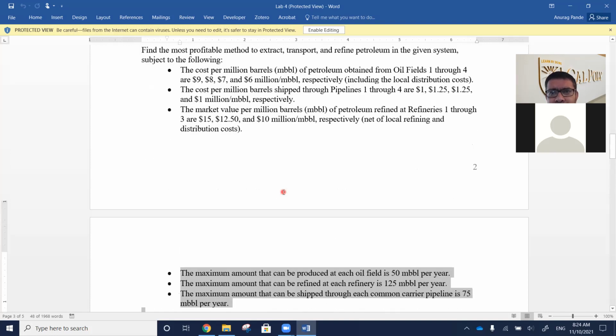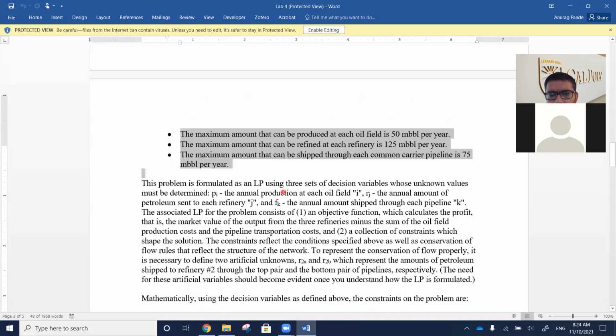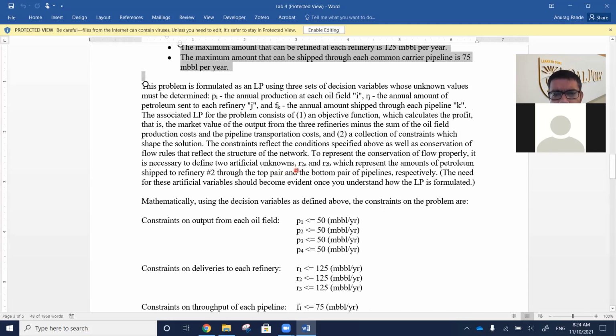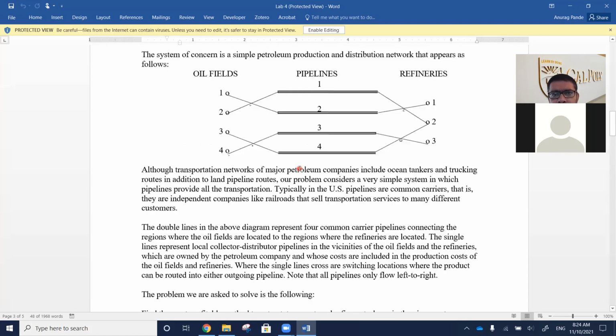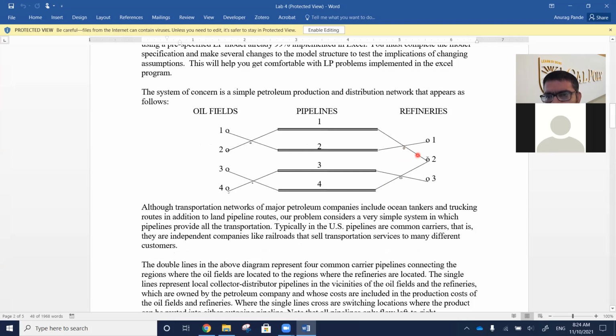Now, if you look at the conservation of flow here, to replicate it, you need to come up with two artificial unknowns. There are R2A and R2B, which represent the amount of petroleum shipped to the refinery through the top pair and bottom pair of pipelines. Because if you look carefully here, all the production fields have only one output, and all the refineries have only one place to get input, but refinery number 2 is actually getting input from these two locations.